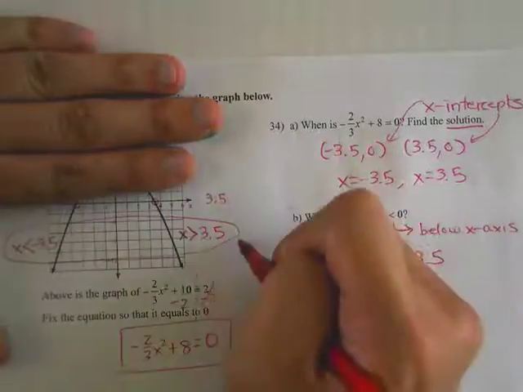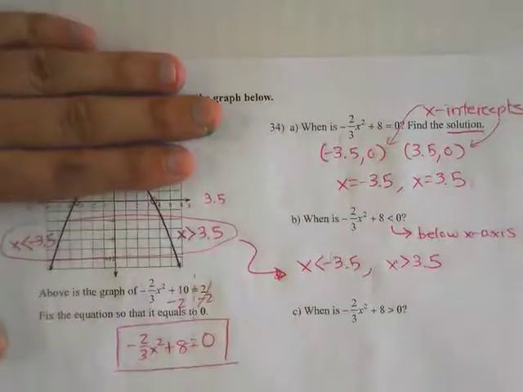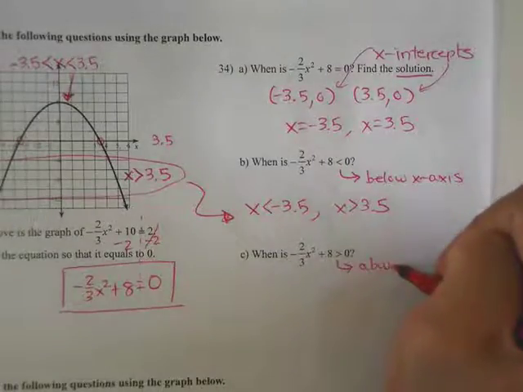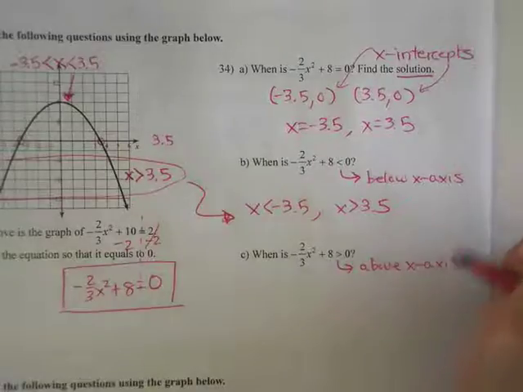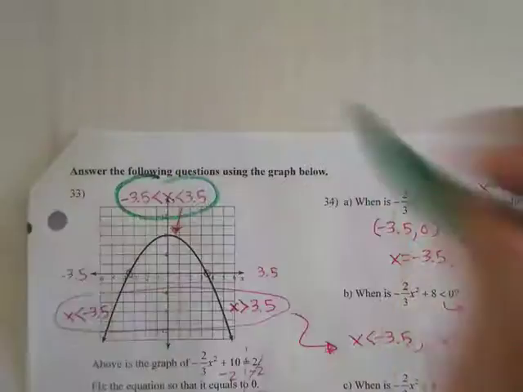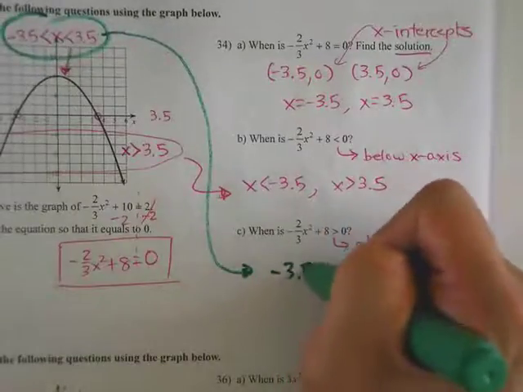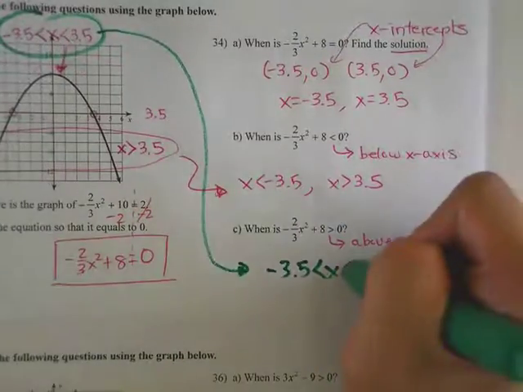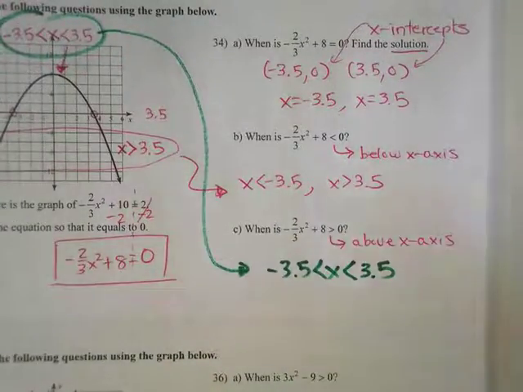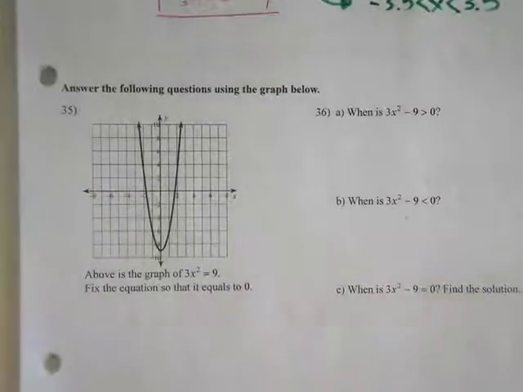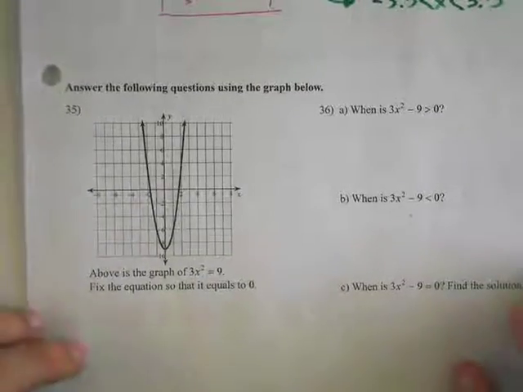Okay, so those two labels, you're going to put them there. All right. Greater, you're going to look above the x-axis. You're going to look above the 0 line, above the x-axis. And the only label that we have is this portion right over here on the top. And so I'm just going to put an arrow, and we're going to put it on part C for number 34. Negative 3.5 less than x less than 3.5. Okay. Number 35. Same thing for 35.